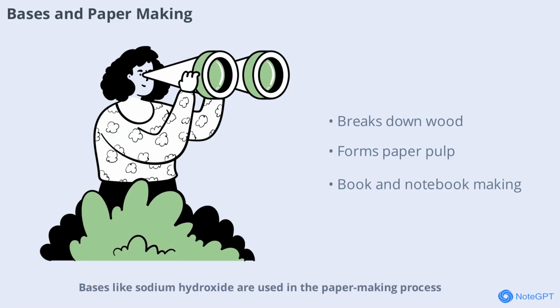Bases like sodium hydroxide are used in the paper-making process. They help break down wood into pulp, which is then formed into paper. This chemical process makes it possible to turn trees into the pages of your favorite books and notebooks.